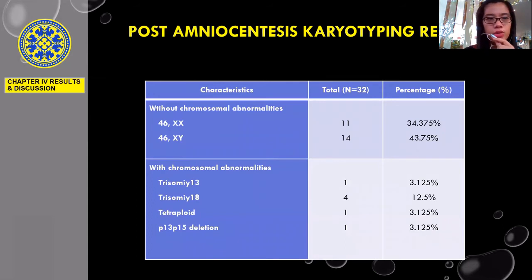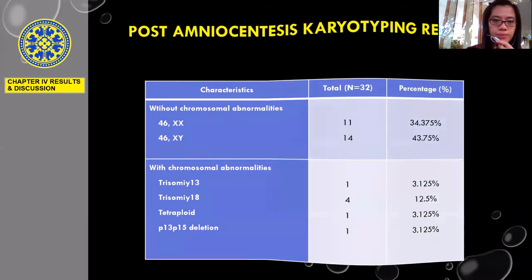In the study, there were no complications in the form of IUFD or spontaneous abortion. And the post-amniocentesis karyotyping results: we have 25 patients without chromosomal abnormality, 11 with chromosome 46,XX and 14 with 46,XY. And of the 32 patients, we got 7 patients with chromosomal abnormalities: trisomy 13, 1 patient; trisomy 18, 4 patients; tetraploid, 1 patient; and deletion, 1 patient.